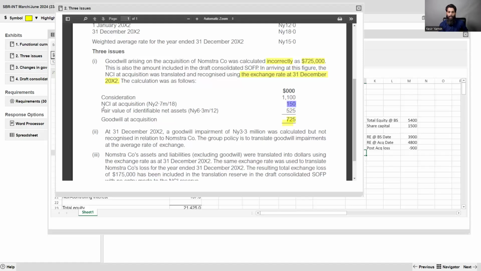And then they took fair value of identifiable net assets as 6.3 million. Can anybody tell me how this 6.3 million NAI has been calculated? I will give you a reward if you tell me how this 6.3 million NAI has been calculated. It's very easy. I just want your brain to work.